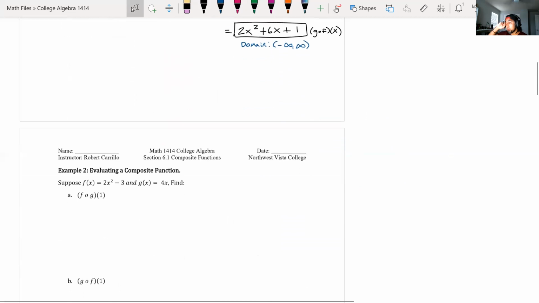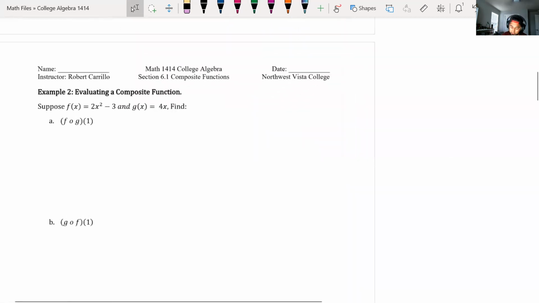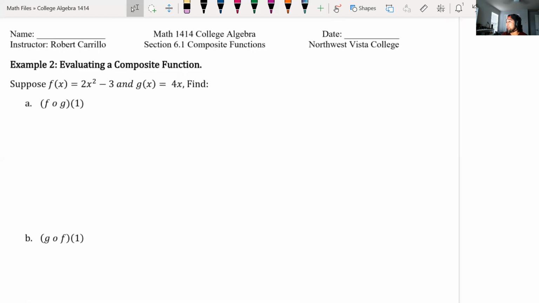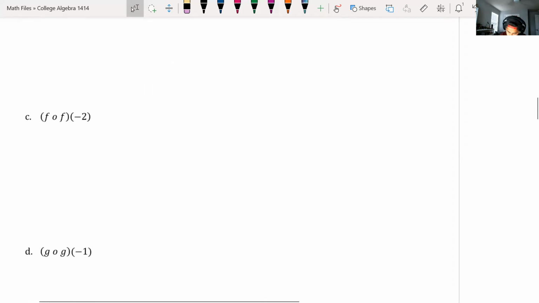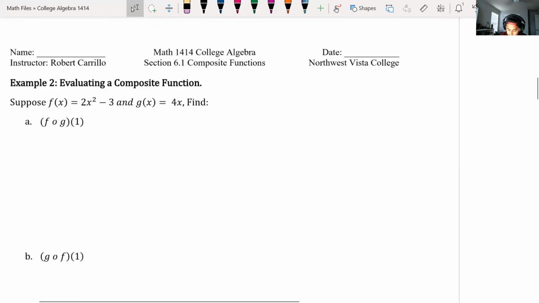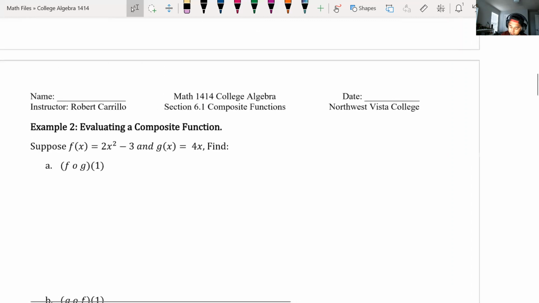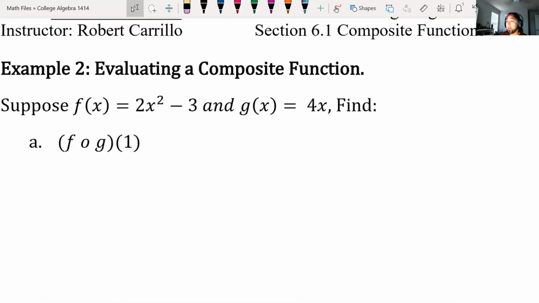Let's evaluate a composition function. So we can also compose and evaluate at a specific value of x. So for this function, you're given f of x equals 2x squared minus 3 and g of x equals 4x. We're going to find the compositions, and after we do, we're going to plug in 1, 1, -2, and -1. All right, so for A, we have f composed g of 1.